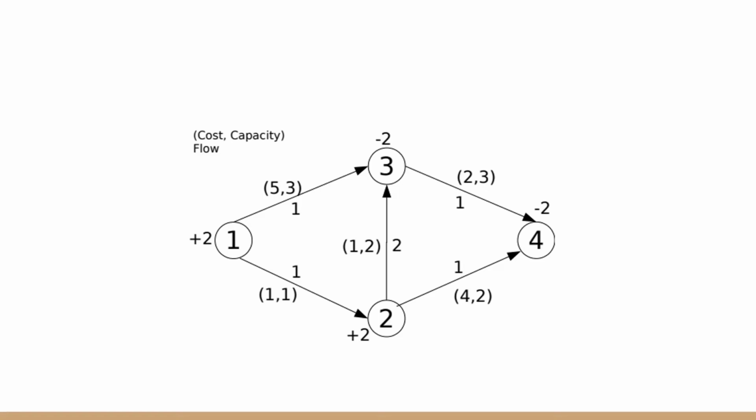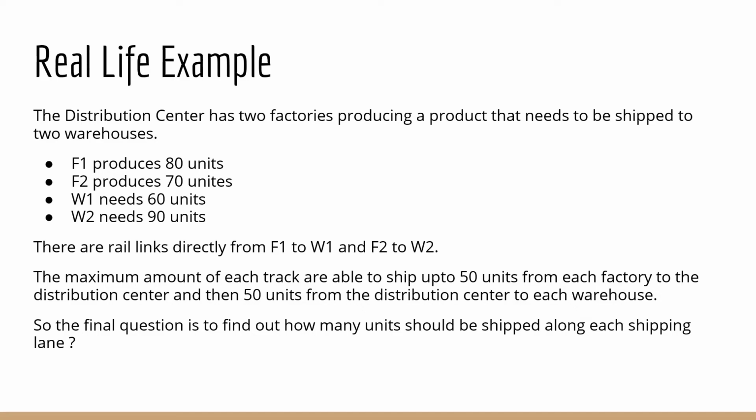So next, we will go to the minimum cost flow application in real life. To summarize, we have two factories that produce some number of units each. We have demand from separate warehouses that require a certain number of units each. And then we have a middle point, call it a distribution center, that you can ship product to from the factory and then ship out to the respective warehouse.